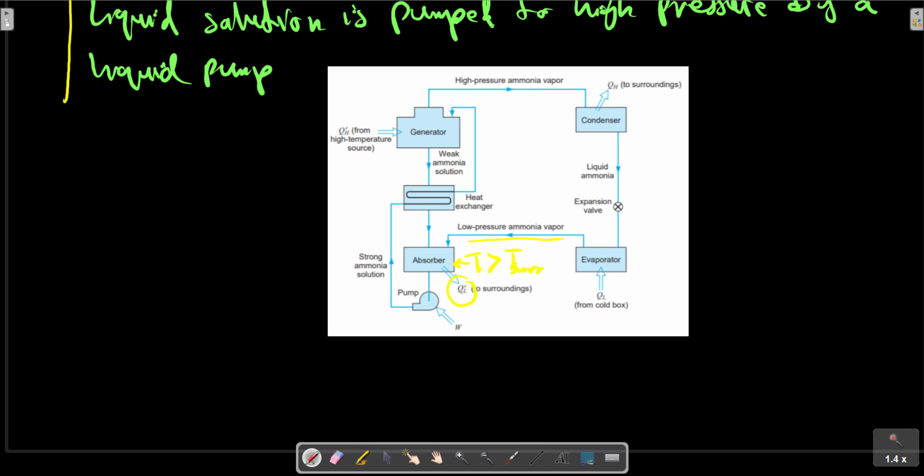During this process, the strong ammonia solution is then pumped through a heat exchanger to the generator, with the work input, where a high pressure and temperature are maintained.